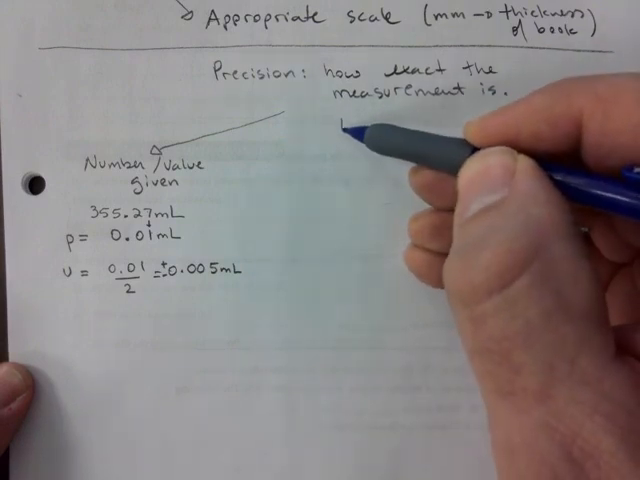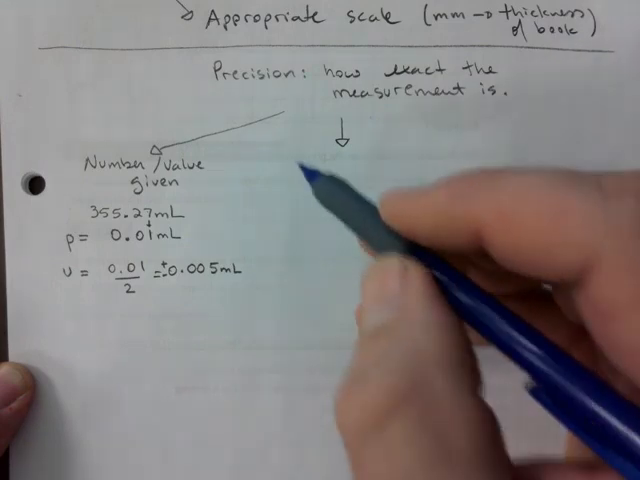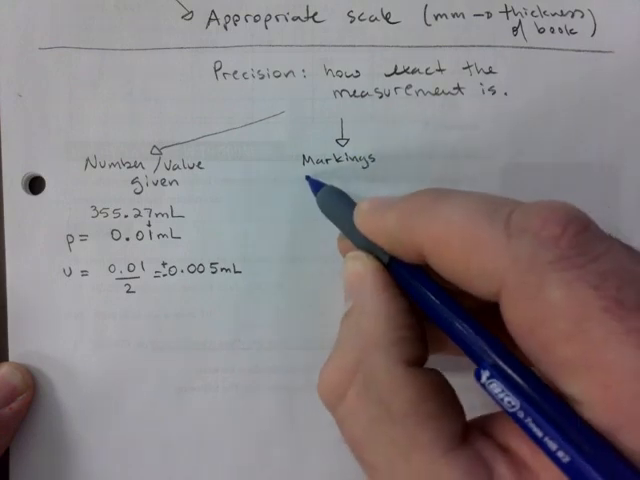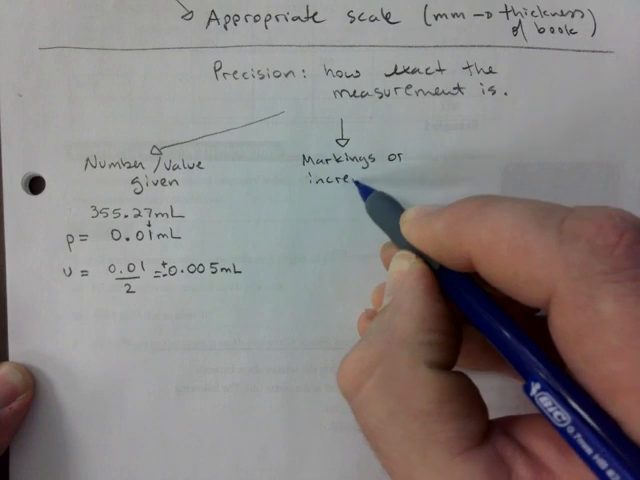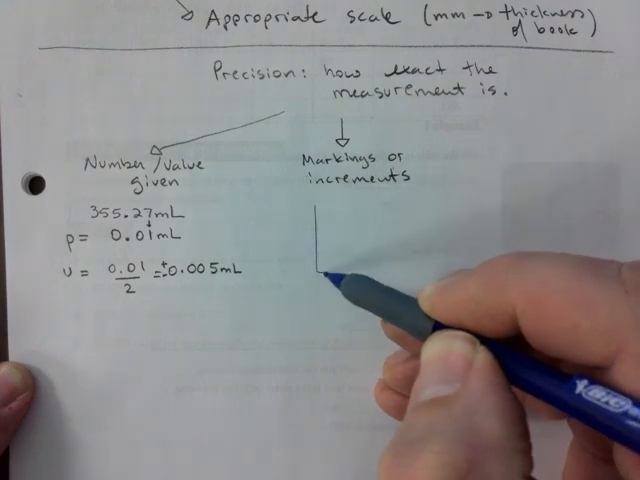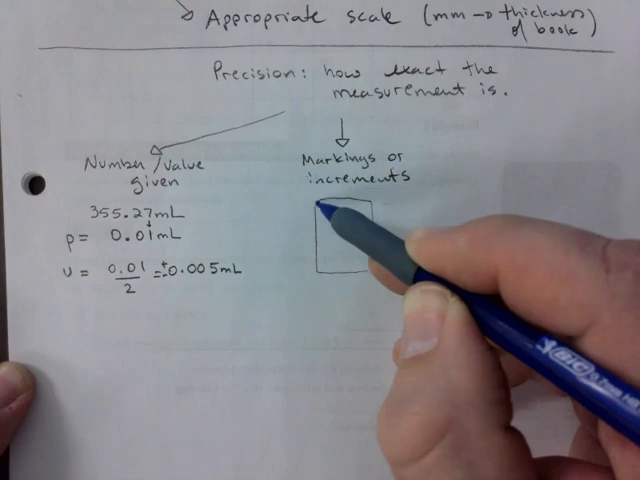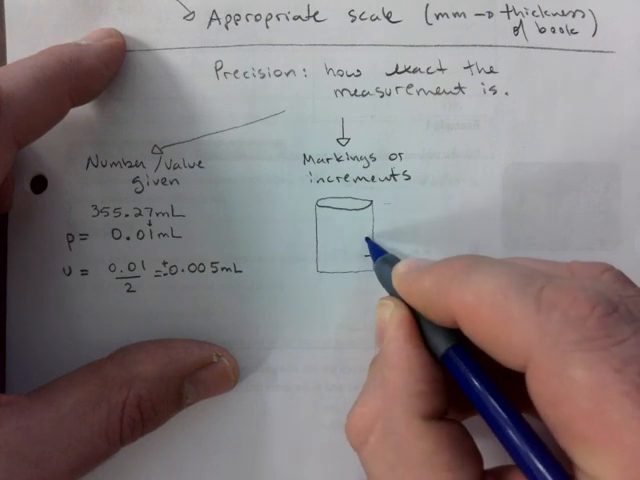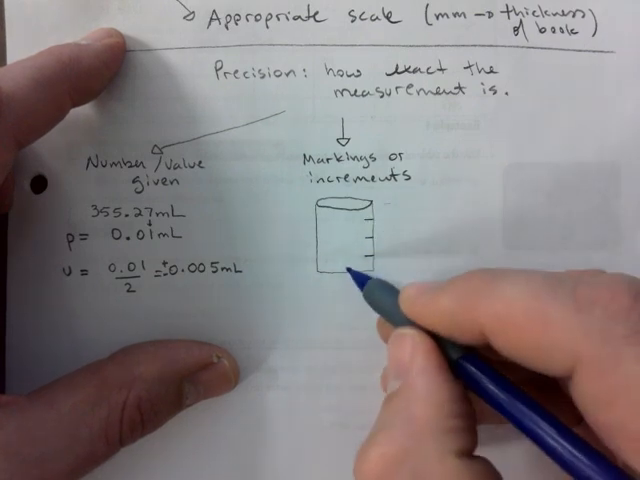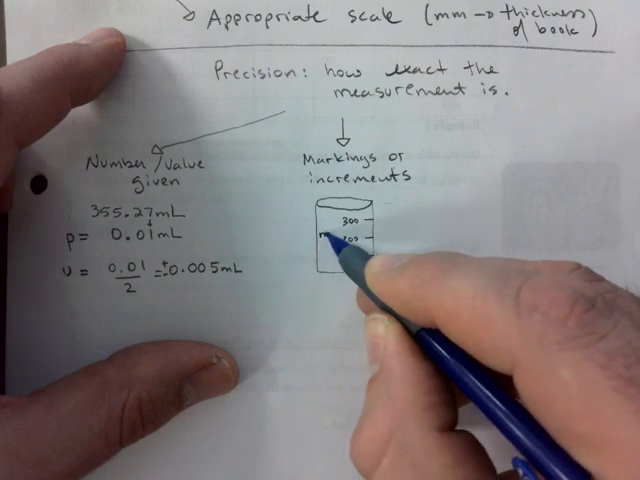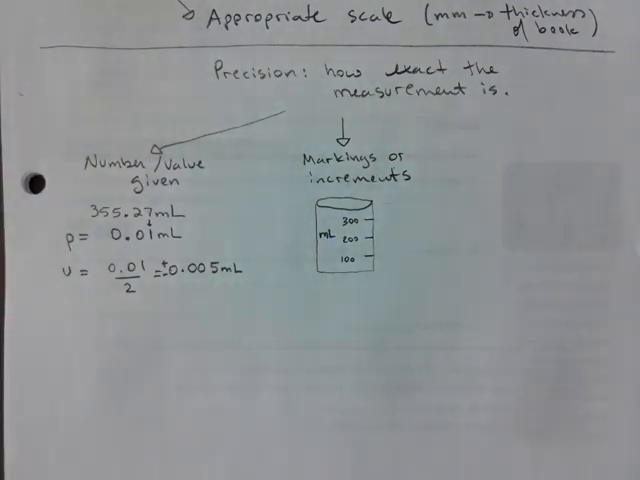The next one, the second way that you might have to figure it out, is markings, or increments. So let's say you have a beaker, and on the sides you have markings. I'm going to make 3 markings like that, and we're going to go 100, 200, 300, and somewhere on there you'll say this is milliliters. I'm sticking with milliliters for now because that's the first number.